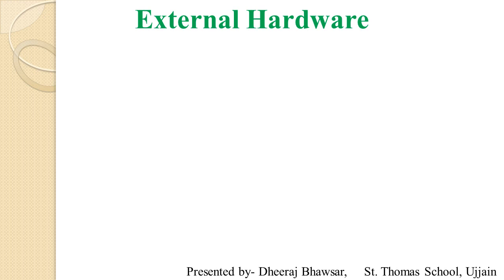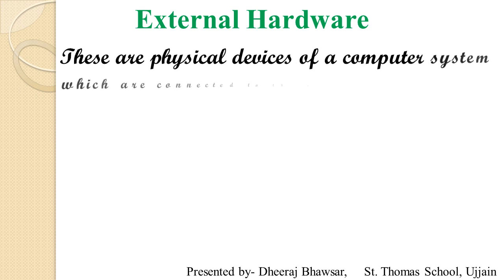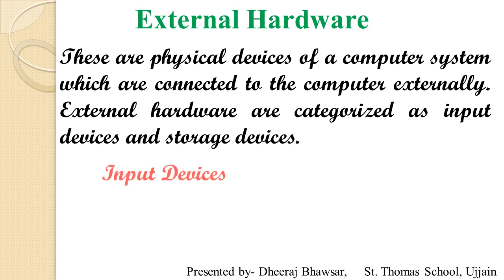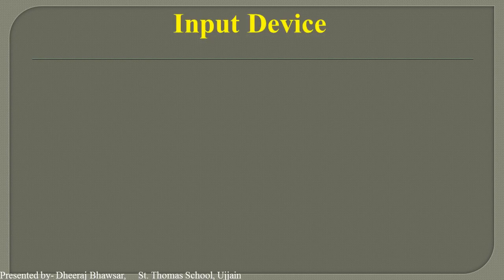So the external hardware are the physical devices of a computer system which are connected to the computer externally. The external hardware are categorized as input device, output device, and storage device. So first we'll discuss external input hardware devices.